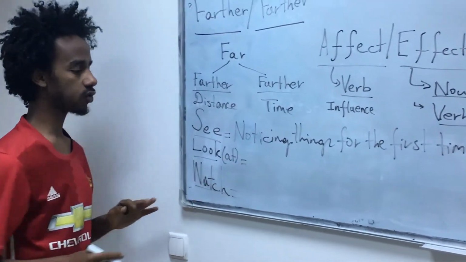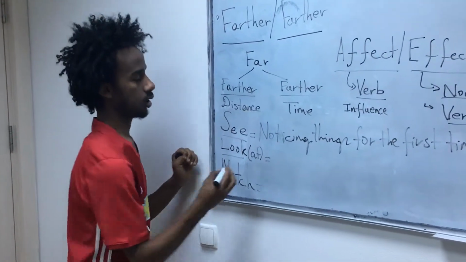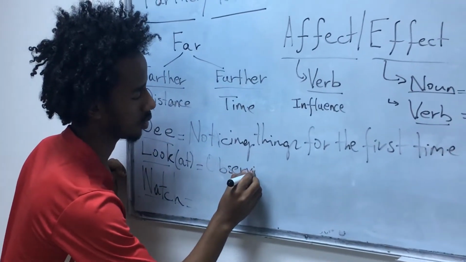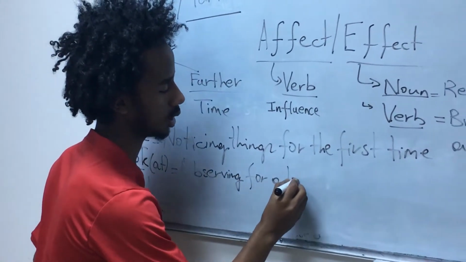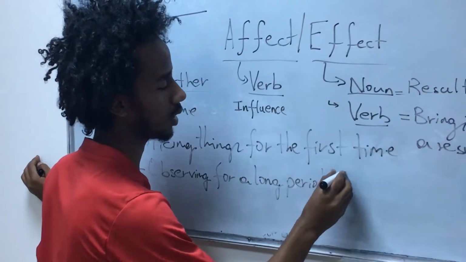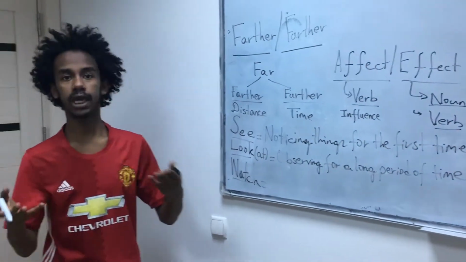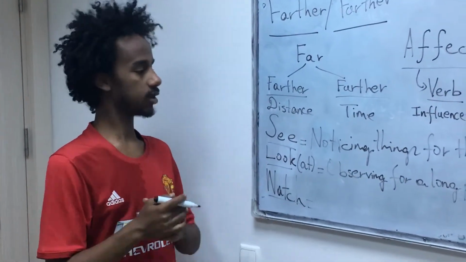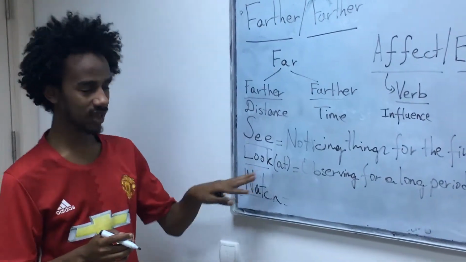Look at or watch refer to a somewhat longer period of time, when we are observing for a long period of time. Its usage would be, for example, looking at art, looking at my husband, my wife, something like that. Observing for a long period of time. So both of them have the same definition.